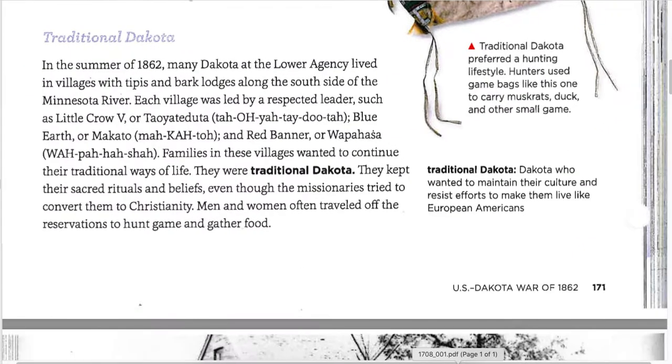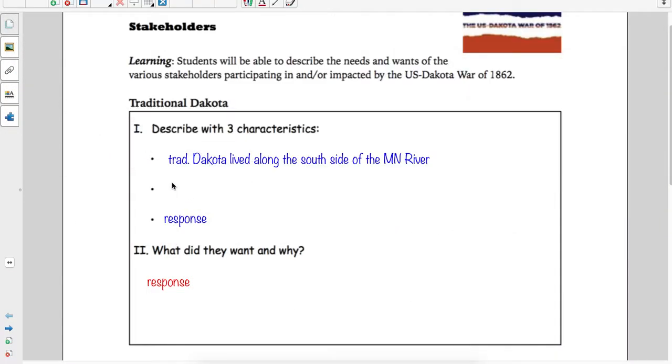Another important thing that I read is families in these villages wanted to continue their traditional way of life. Now that might be a want. So we'll see, they kept their sacred rituals and beliefs. So I'm going to write that here.